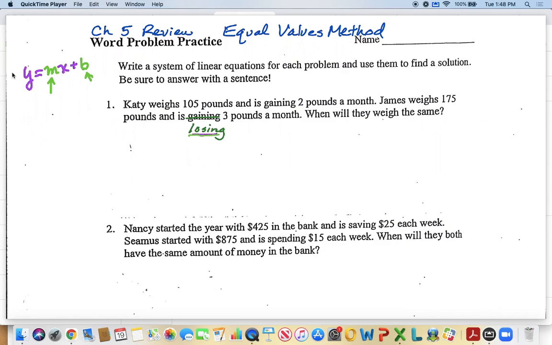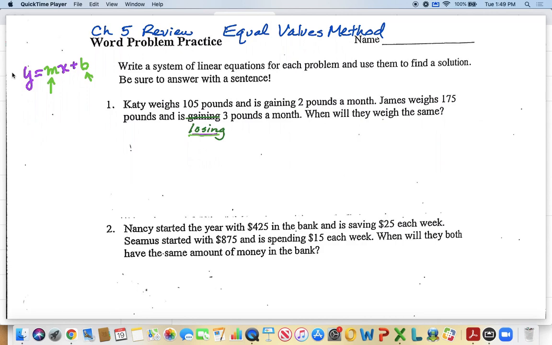This is the first problem of our Chapter 5 review, where we are talking about the equal values method. These are story problems, and I'm going to walk you through doing the first story problem. At first, I'd like to remind you that to start out using the equal values method, we need to have two equations which are in the slope-intercept form, also known as the y equals mx plus b form.